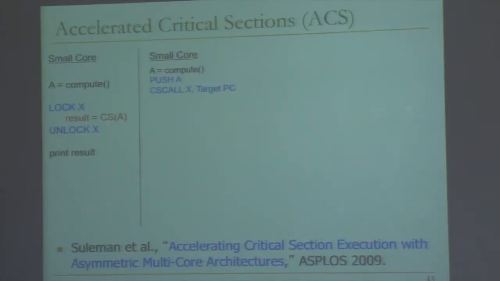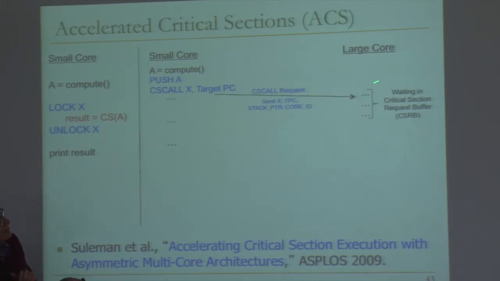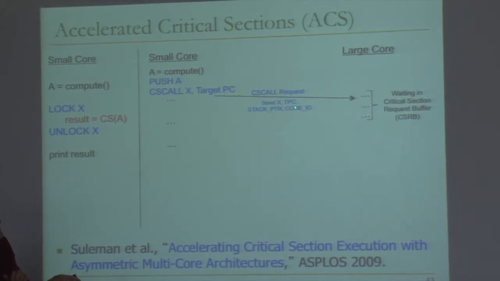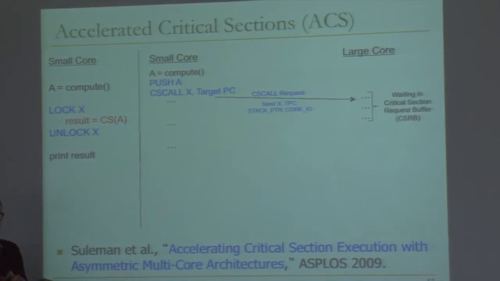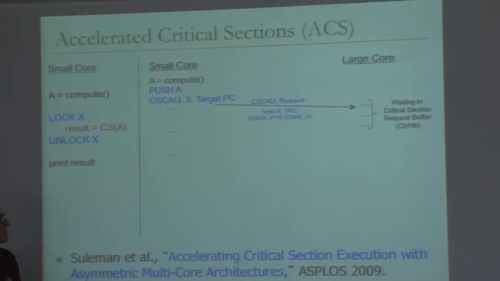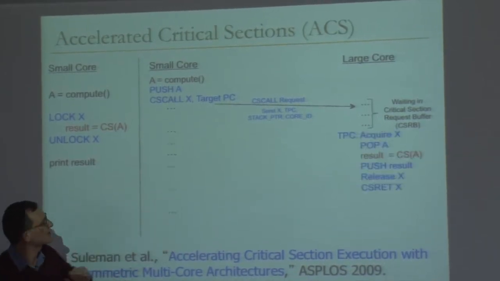Again, basically, the small core computes this value A, pushes that on the stack, and then starts a critical section call request with lock X and a target program counter. Target program counter is the beginning of the critical section. And it sends this request to the large core. And this gets queued in the large core's critical section request buffer. So it sends the lock, the target program counter, the core ID, and the stack pointer, because there needs to be a pointer where these cores need to communicate from.